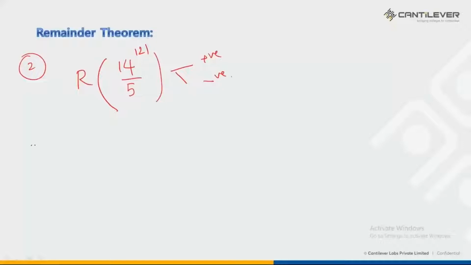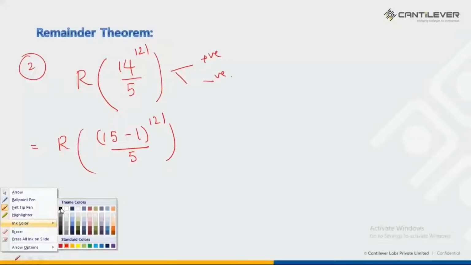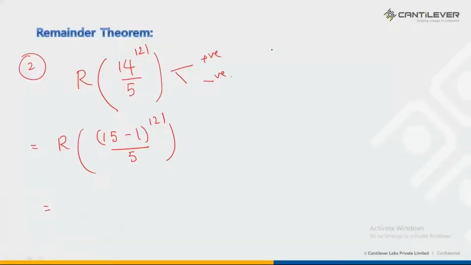See, how can you write this one? The numerator you can write as (15 minus 1) whole to the power of 121, divided by 5, right? And whenever you divide 15 by 5, this will give you 0 remainder. See, the numerator is a binomial expression, (15 minus 1) whole to the power of 121. Let me give you a detailed description about this.